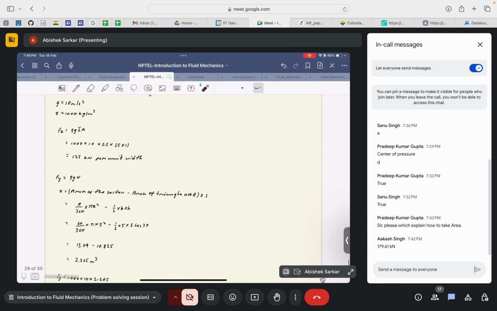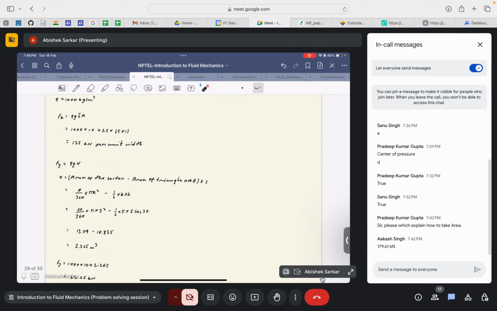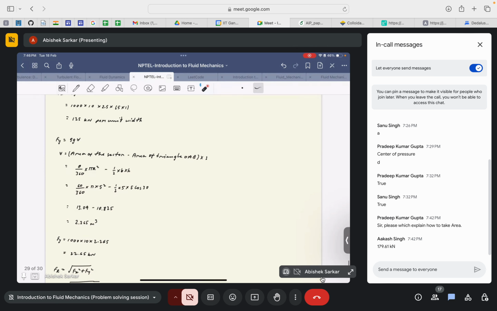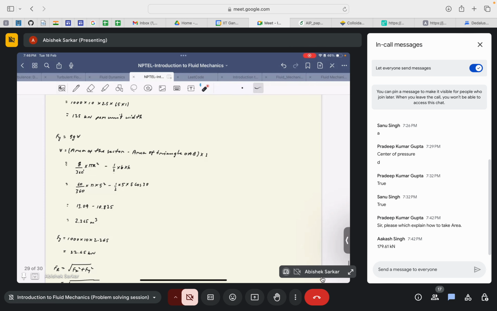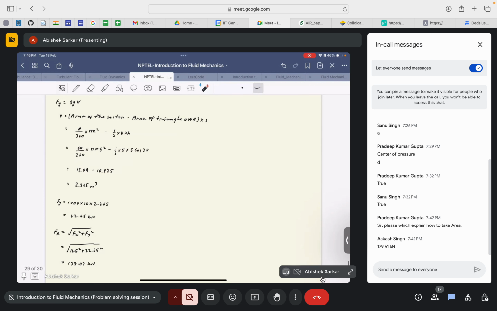Once you do the calculation, you will get 60 divided by 360 into pi into 5 square minus half into 5 into 5 cos 30. So it will be 13.09 minus 10.825. That will give you 2.265 meter cube. Then Fy, the vertical component of force, will be rho g into V. So 1000 times 10, that is g, times 2.265, that is the volume, giving 22.65 kilonewton. And then the resultant force would be the square root of 125 square plus 22.65 square, that will give you 127.03 kilonewton. So that will be the correct answer.